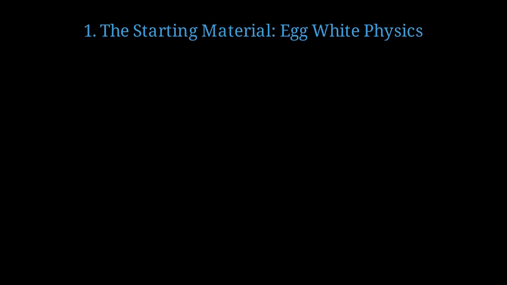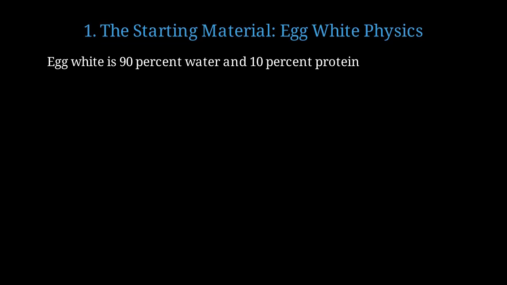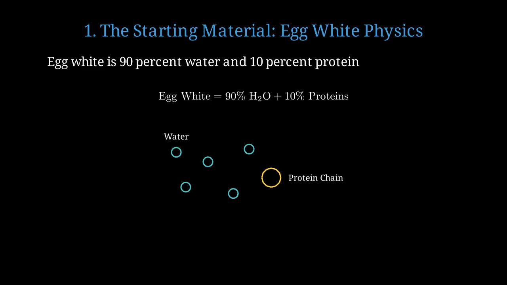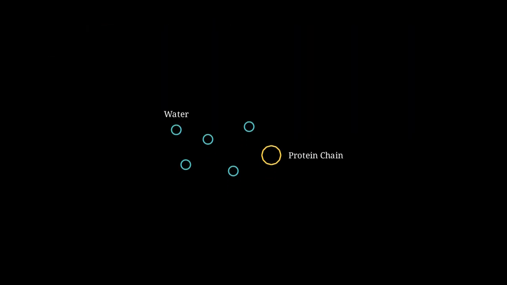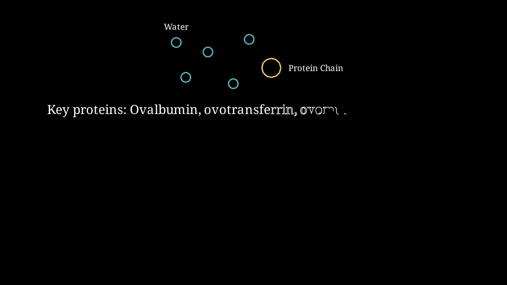Let's begin by understanding what egg white actually is at the molecular level. Egg white consists of approximately 90% water and 10% protein molecules. We can express this composition as 90% water plus 10% proteins. Here we see water molecules represented as blue circles and protein chains as interconnected yellow structures floating in the liquid. The primary proteins include ovoalbumin, ovotransferrin, and ovomucoid, each with unique structural properties.